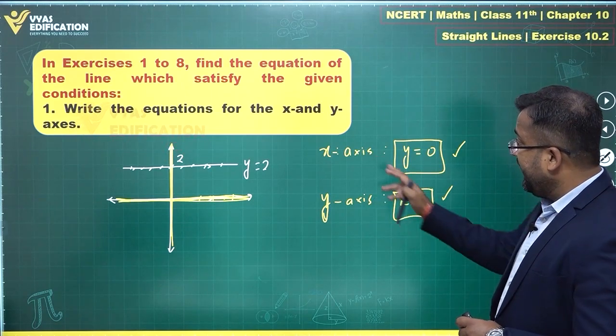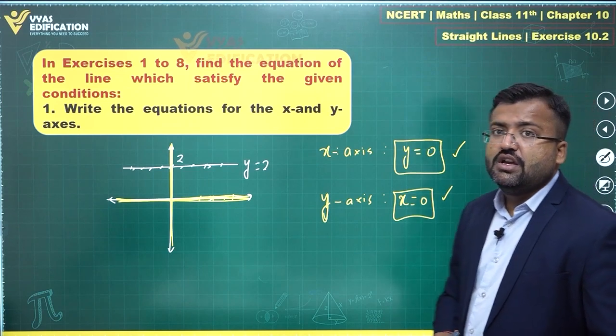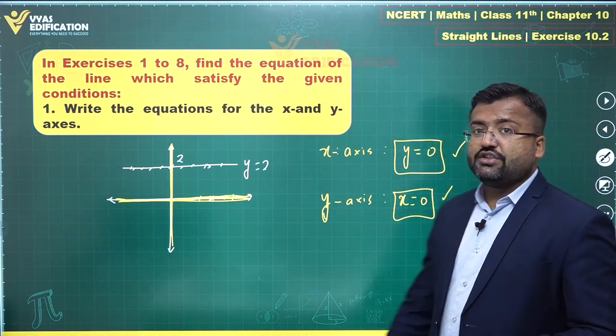For x-axis the equation is y equal to 0, and for y-axis the equation is x equal to 0. That's what you have. That's the complete solution of this first question.